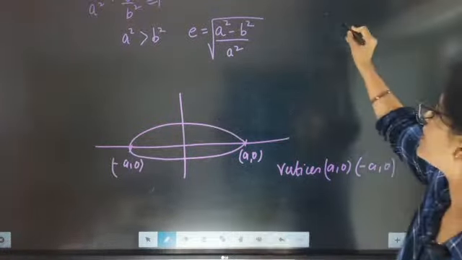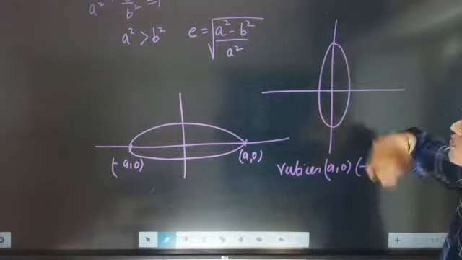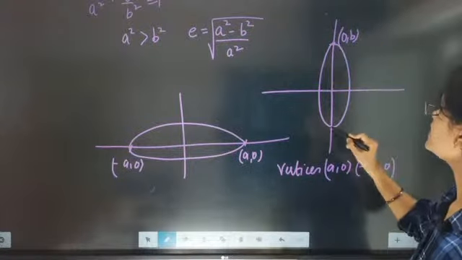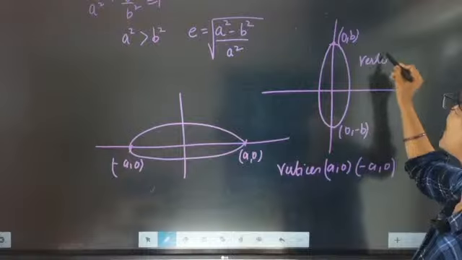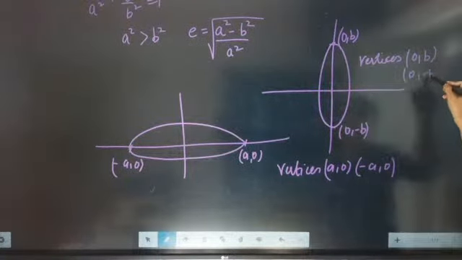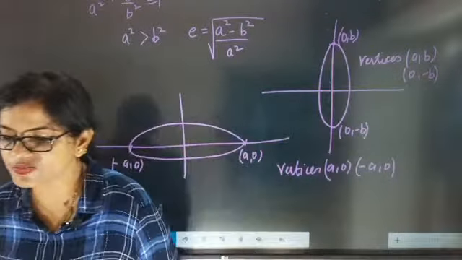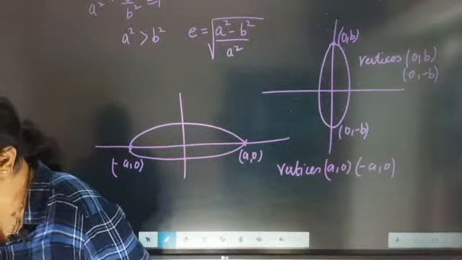In the same way, when the major part of the ellipse is on the y-axis, at that time the vertices will be 0 comma b and 0 comma minus b. I hope you have understood this point, beta. This point is understood.